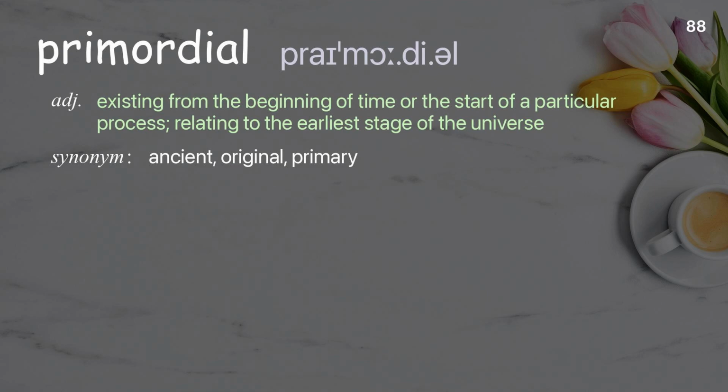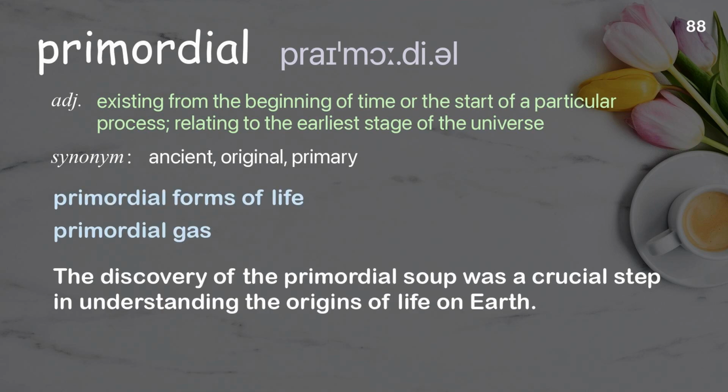Primordial. Existing from the beginning of time or the start of a particular process, relating to the earliest stage of the universe. Examples: Primordial forms of life. Primordial gas. The discovery of the primordial soup was a crucial step in understanding the origins of life on Earth.